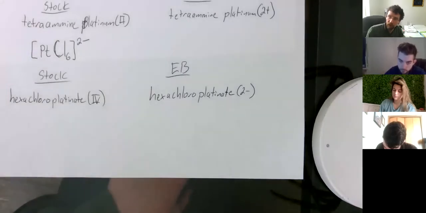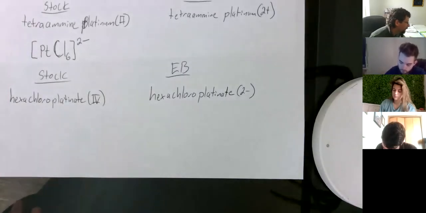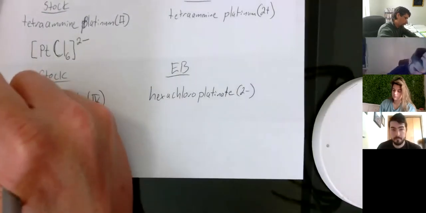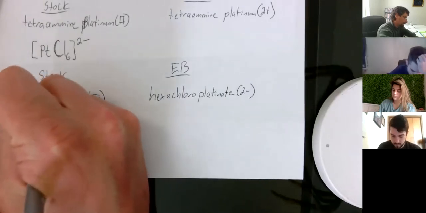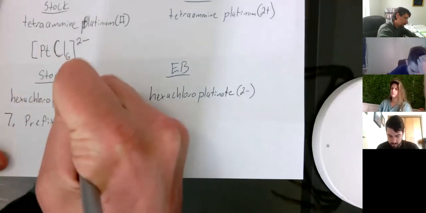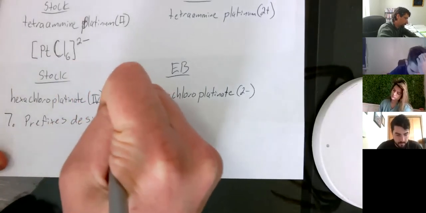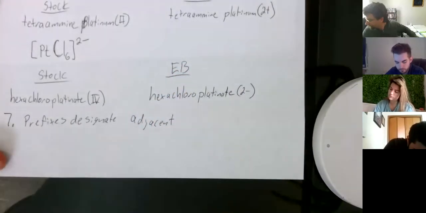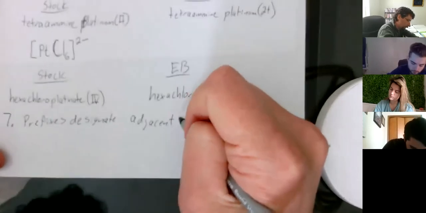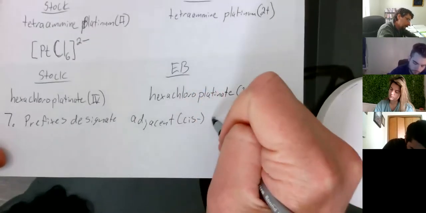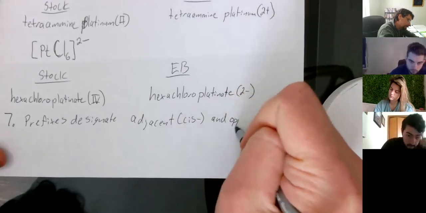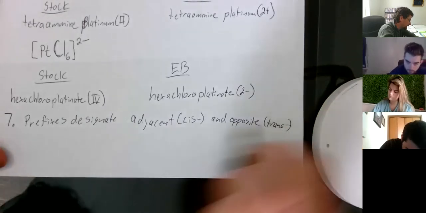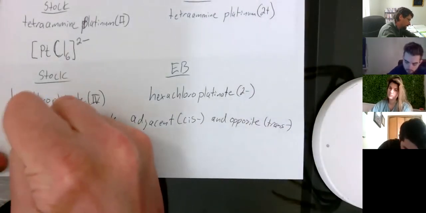Let's cover one more rule, and we're up to number 6, so we'll have 2 left next time. 7. Prefixes designate adjacent, cis, and opposing or opposite, trans, geometric locations.